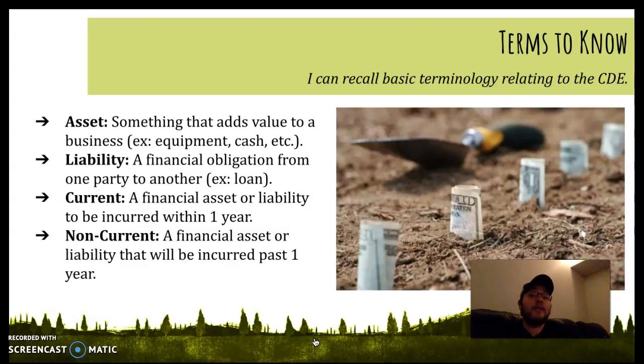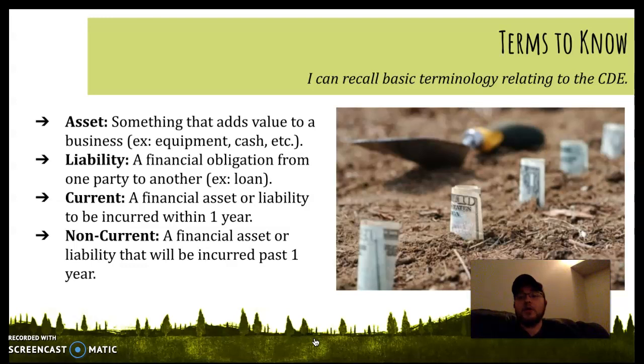Okay, liability on the other hand is a financial obligation from one party to another. So when I go borrow money from the bank, take out a loan, that is a liability. That's something I need to pay back. That's something that I owe. Okay, so the key thing to remember is that assets plus liability equals stockholders' equity.